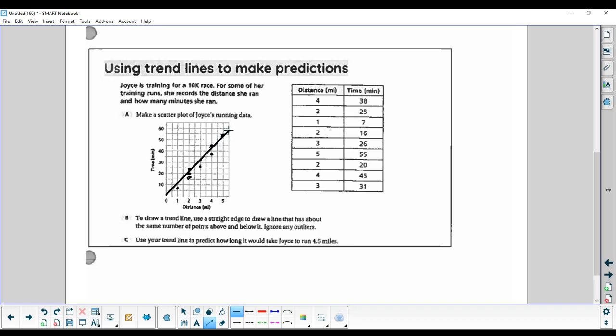I want to try to have an equal amount of points above and below my line so as to really represent the average of Joyce's data set. And so once I have my scatter plot, I can then use it to make a prediction for how long it would take her to run 4.5 miles. So 4.5 miles is right about there. My trend line comes just below 50. So maybe I would predict 48 minutes.